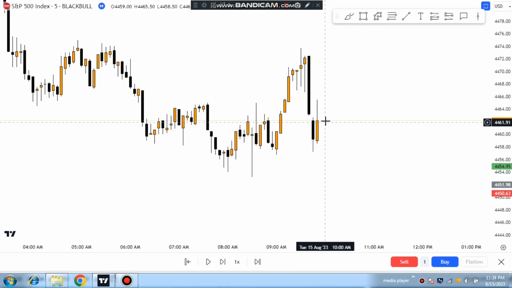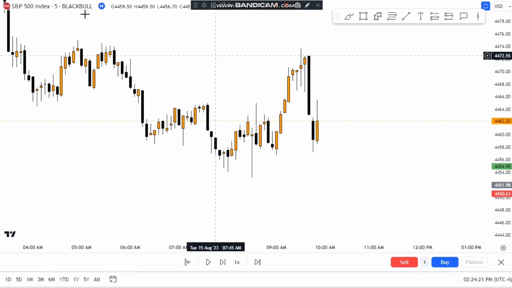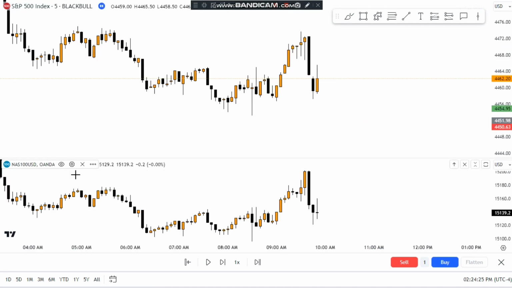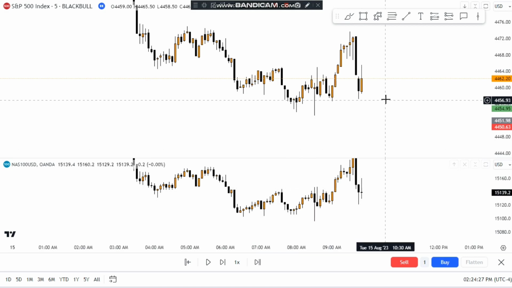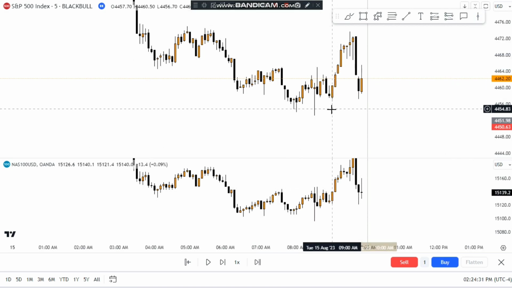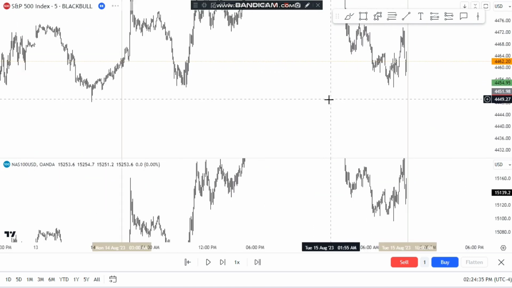Okay, so this was the chart of the SPX 500. You can see this is the 9:50 a.m. This is the 5-minute chart. So the correlated pair or SMT pair of S&P is NAS 100. Okay, so I draw this vertical line at 10 a.m. Now we look for any kind of divergences.